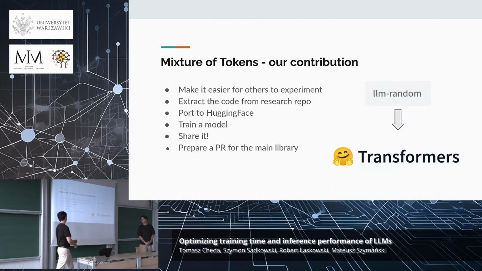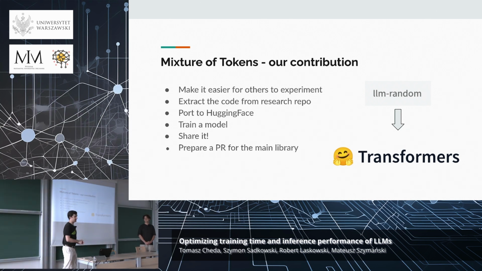What was our main contribution here? Well, that paper was implemented in a research repository where it was intertwined with lots of other experiments. It was not easy to conduct your own experiments, and also there was no public checkpoint for you to try a mixture of tokens for yourself. Our goal was to make it easier for others to experiment, and where do people go to experiment with models? They go to Hugging Face transformers. We also saw it with the earlier project.